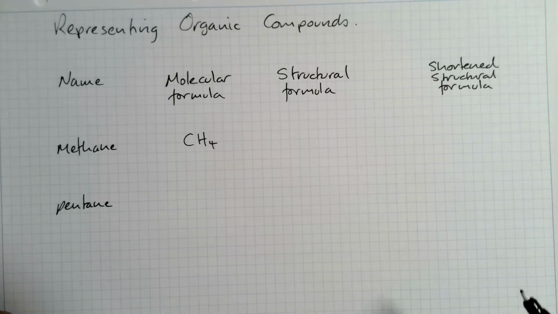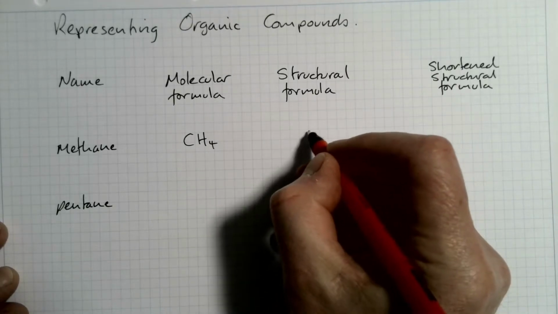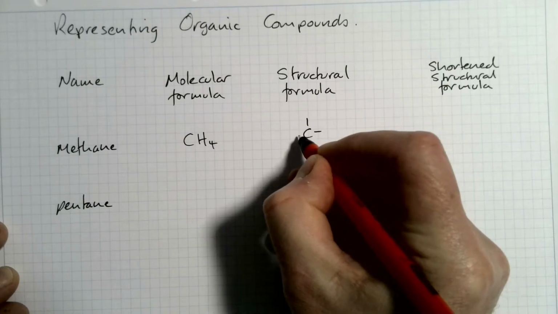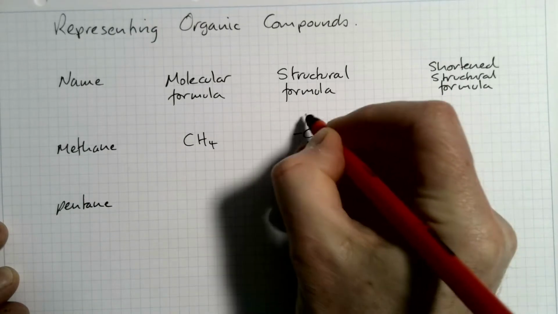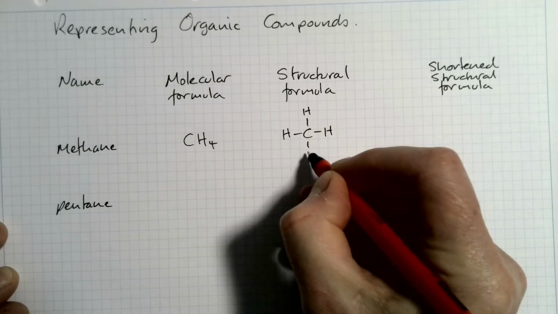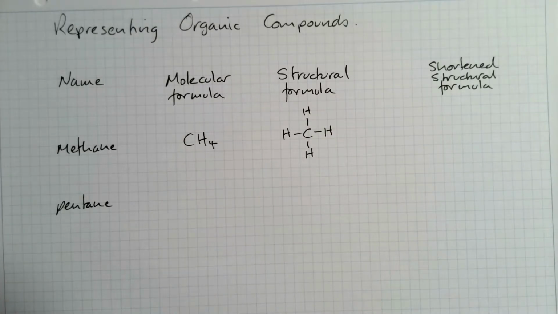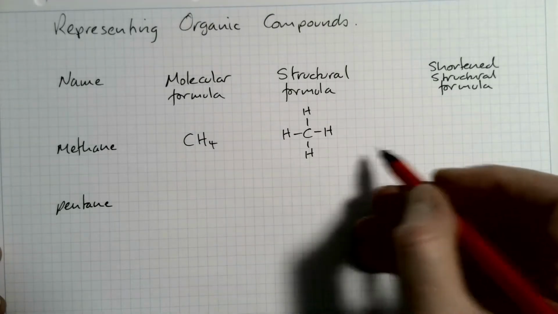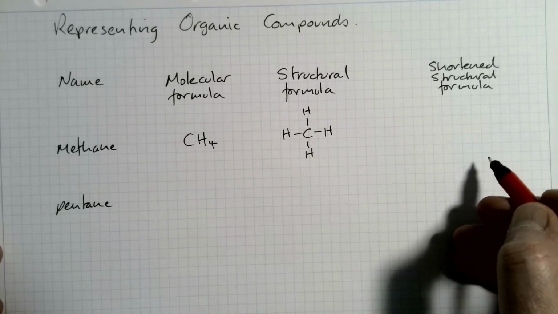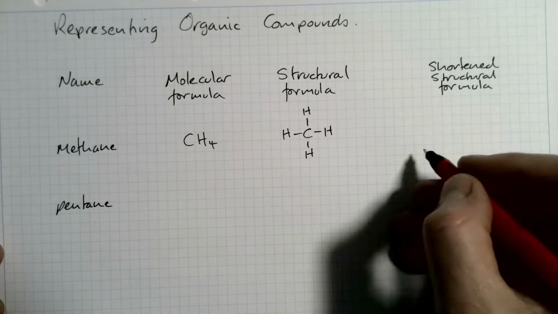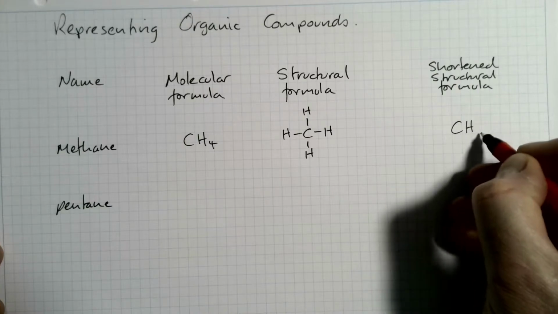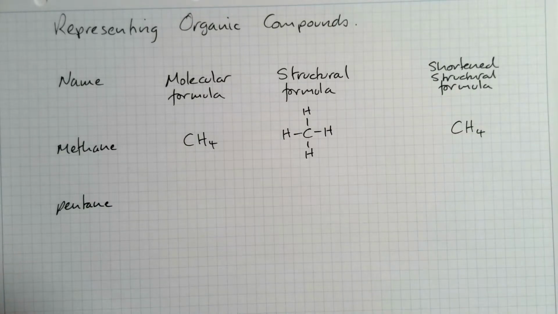The structural formula is where we draw out each atom and the bonds, and represent the bonds as they are laid out in the atom. Now remember, this is a 2-dimensional structure. The actual methane molecule is 3-dimensional, but a chemist will look at this and know exactly what it represents. And we'll talk about 3-dimensional structures in another lesson. The shortened structural formula in this case looks exactly the same as the molecular formula because we only have 1 carbon and it doesn't get very complicated.